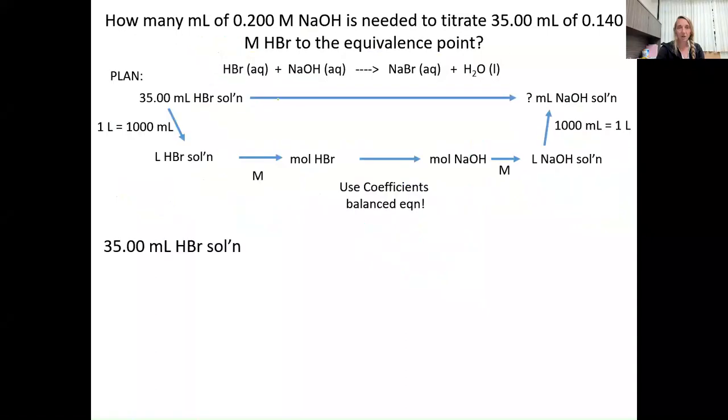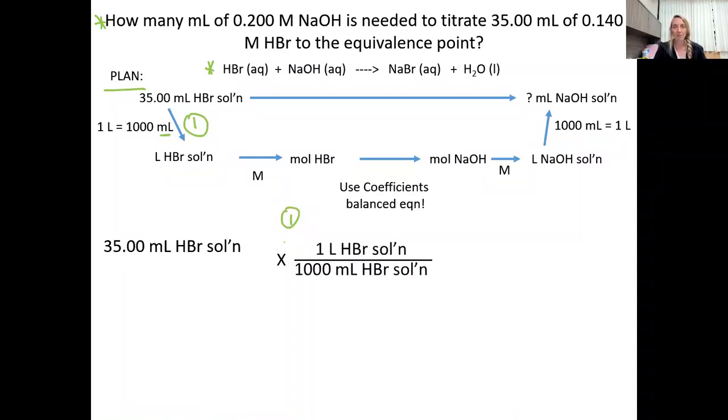Okay, so let's go to the solution. We have our question at the top. I have my balanced chemical equation here, and I've typed up the plan because you know my handwriting can get kind of crazy. So my very first thing, I write down my 35 milliliters of HBr solution. And here I'm converting from milliliters to liters. So I start with my HBr solution. Because I have milliliters at the top, I'm going to use milliliters at the bottom in this very first step.